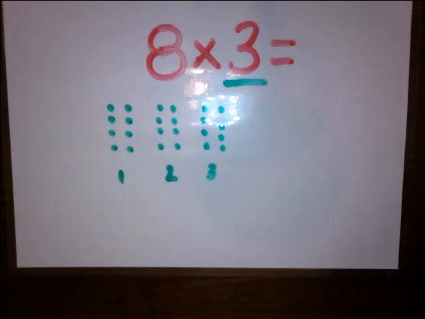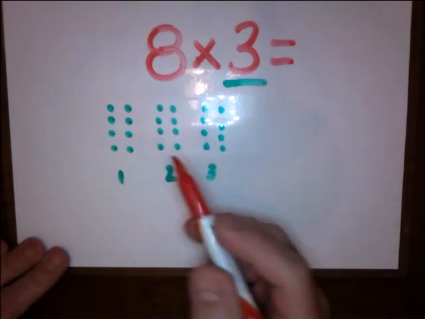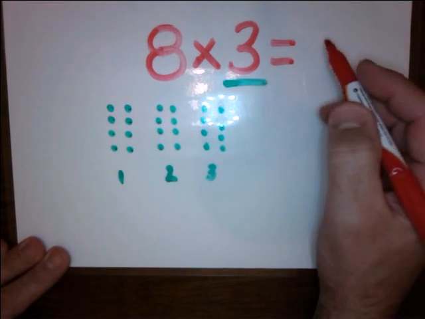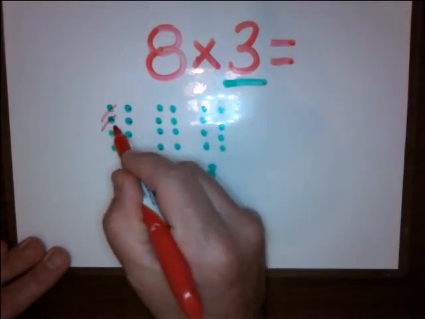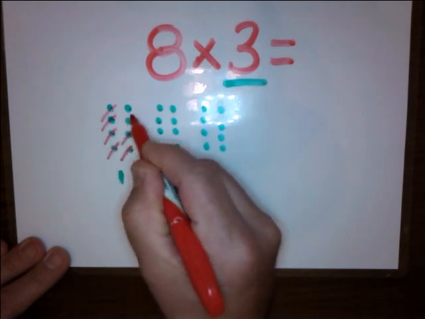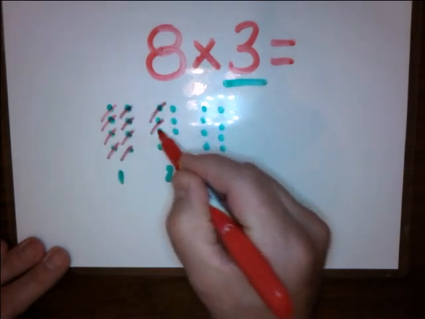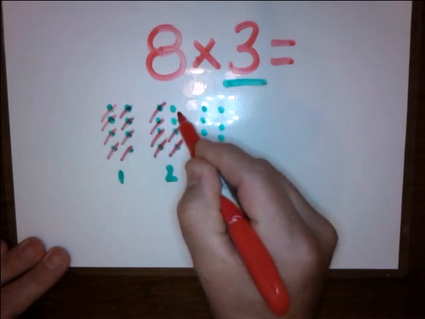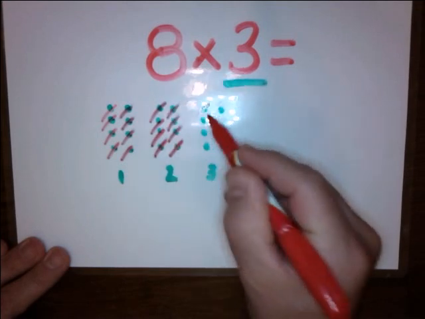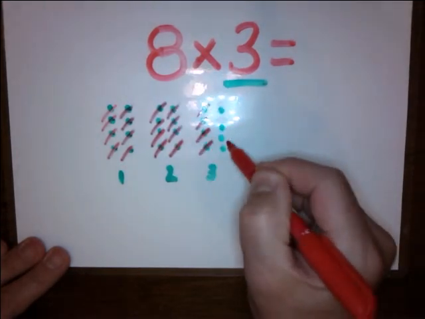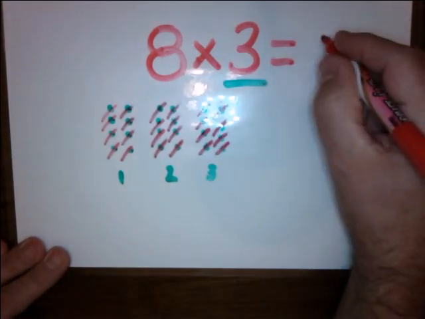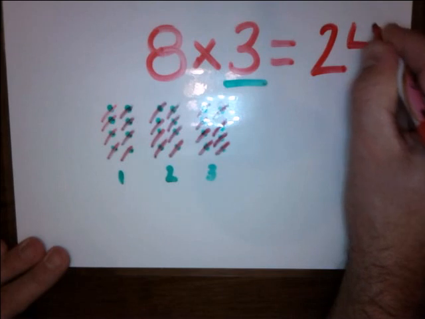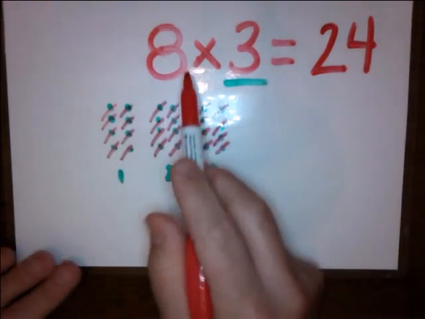Now I'm just going to go ahead and count all of my dots, and that's going to give me my answer or my product to my problem. 1, 2, 3, 4, 5, 6, 7, 8, 9, 10, 11, 12, 13, 14, 15, 16, 17, 18, 19, 20, 21, 22, 23, 24. 8 times 3 equals 24.